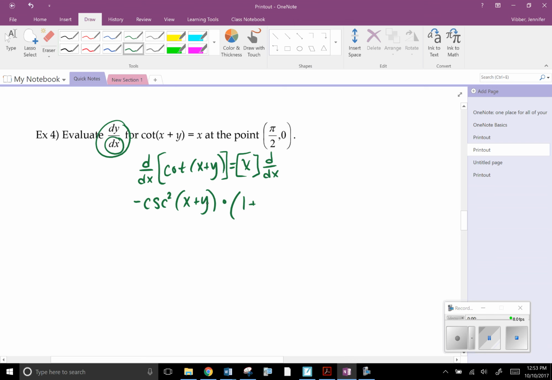The derivative of y with respect to x is also 1, but I also need a dy/dx because I'm taking the derivative with respect to a different variable. So it's 1 dy/dx or just dy/dx. And then the derivative of x is just 1 on the right-hand side. I'm supposed to solve for dy/dx, so I want to get my dy/dx alone. So I'm going to divide both sides by negative cosecant squared.